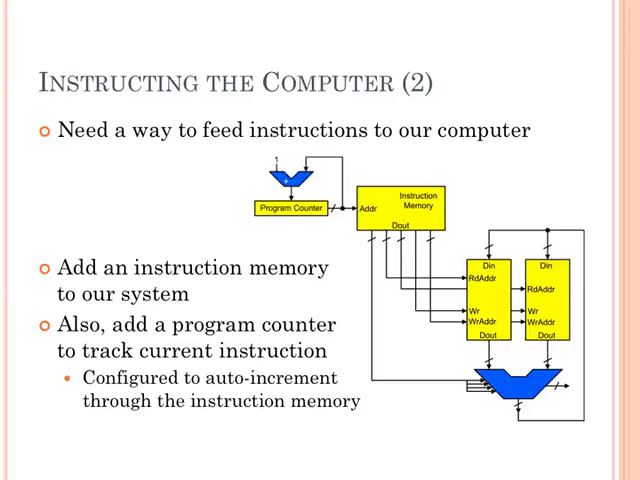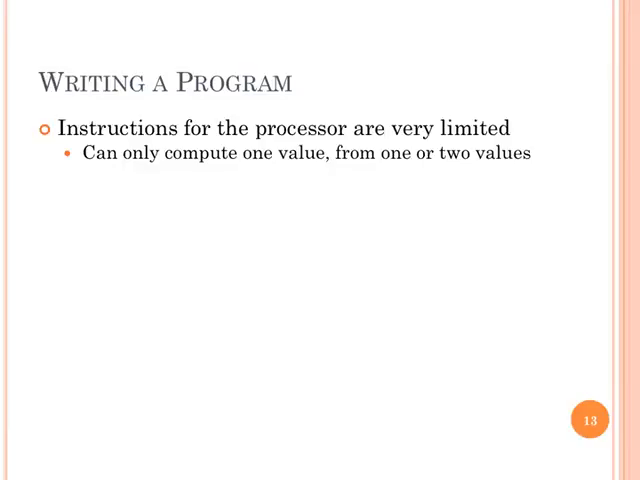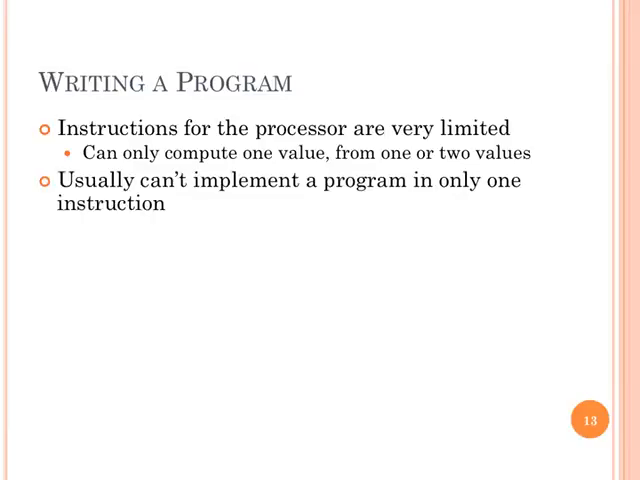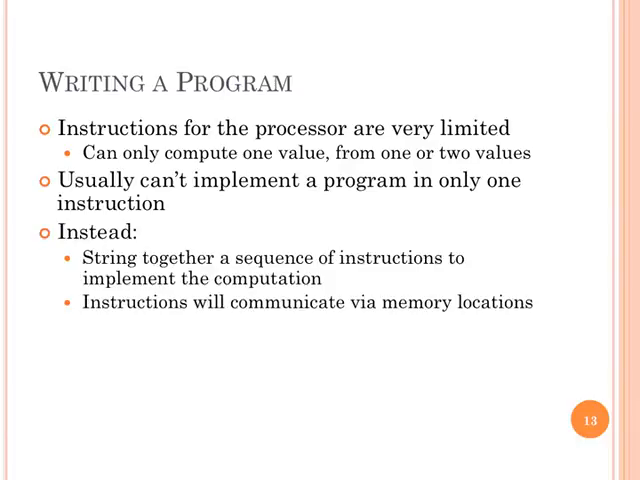Okay, so we already talked about that. Program counter to track current instruction, and we just have it configured to auto-increment throughout the entirety of the instruction memory. Okay, so we have very limited instructions, and typically the operations we want to perform won't already have an instruction that does that operation. We want to do some complicated math thing. Well, probably there's not an instruction that does that complicated math thing, so we're going to have a series of instructions that does it. Since these instructions are very simple, we need to have a way for them to communicate with each other. And so what they do is one instruction will write to a memory location, and then another instruction will be able to read that memory location.